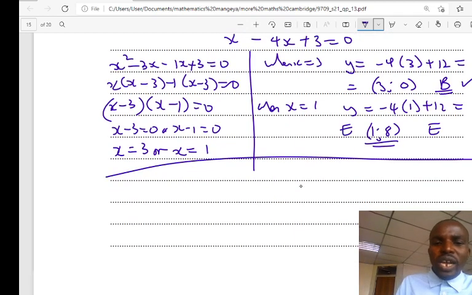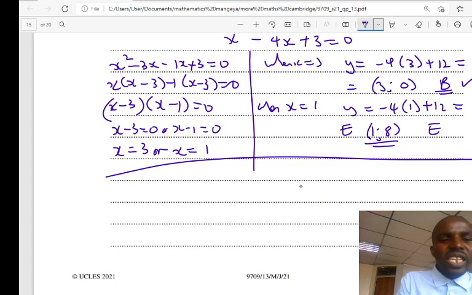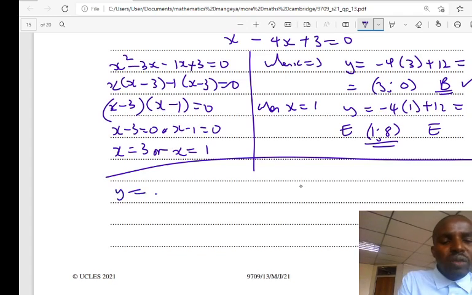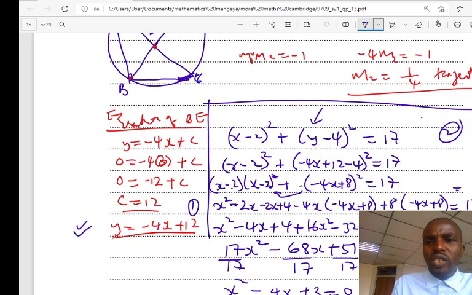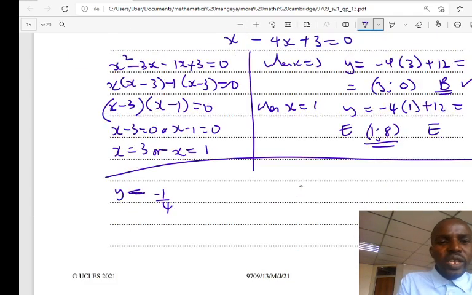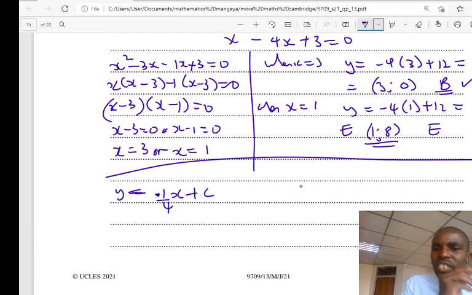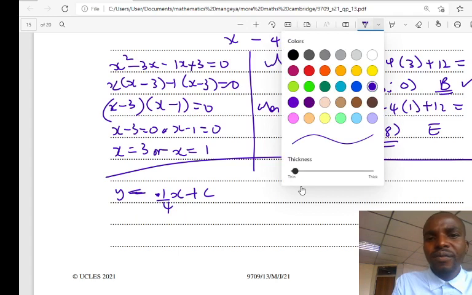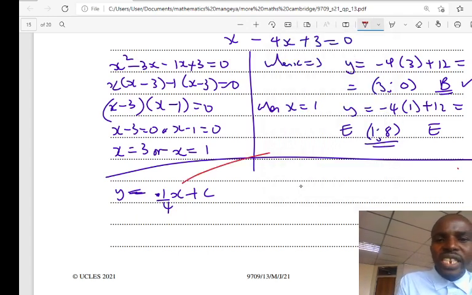Now we have the point (1, 8), and we have the gradient. So you write y is equal to minus a quarter. Was it minus a quarter here? It was a quarter, sorry. It was a quarter, this one. So y is equal to a quarter x plus c. Now find the value of c. Use the coordinate point (1, 8), these ones.